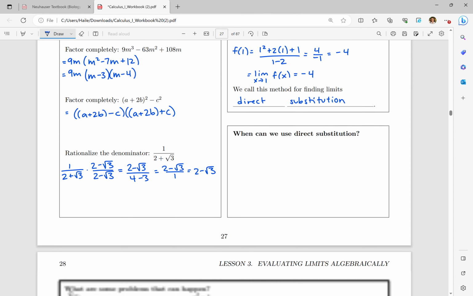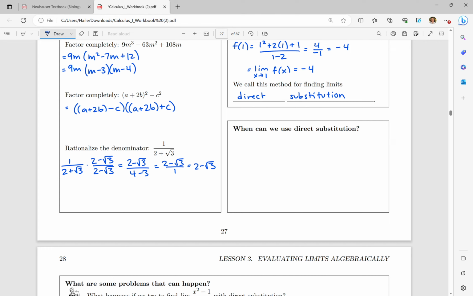So how can we summarize this? When can we use direct substitution? We can use direct substitution when substituting an x value doesn't cause a domain problem.